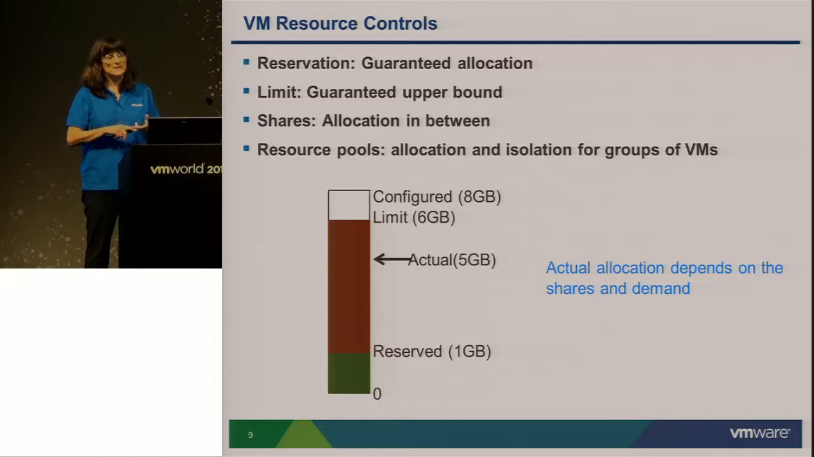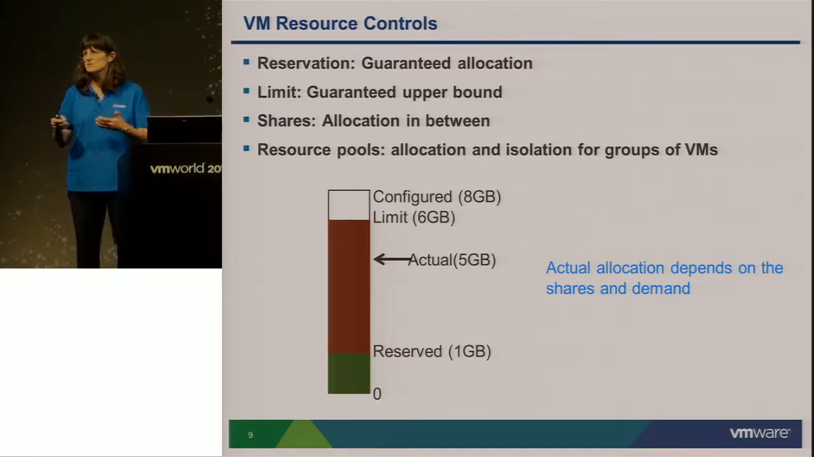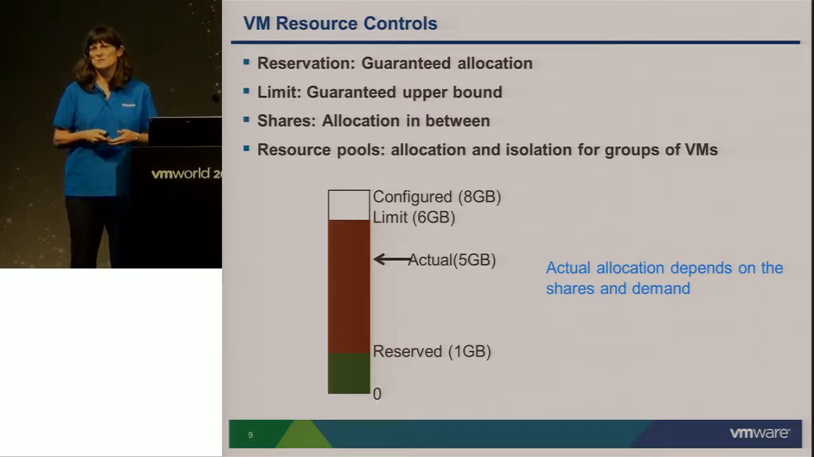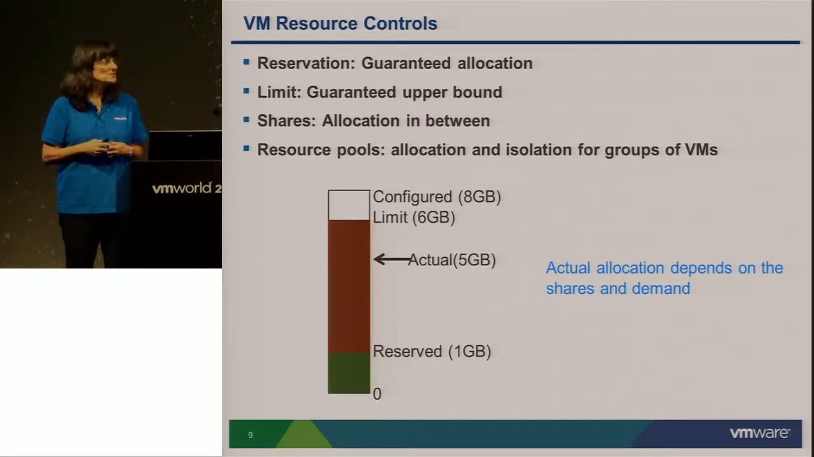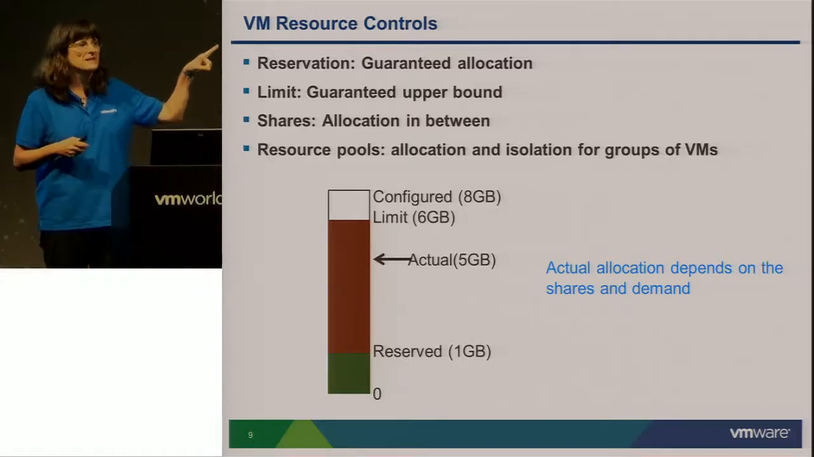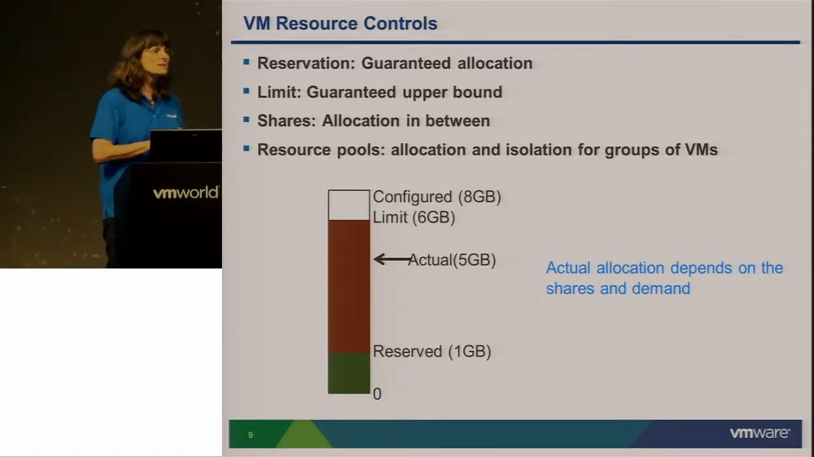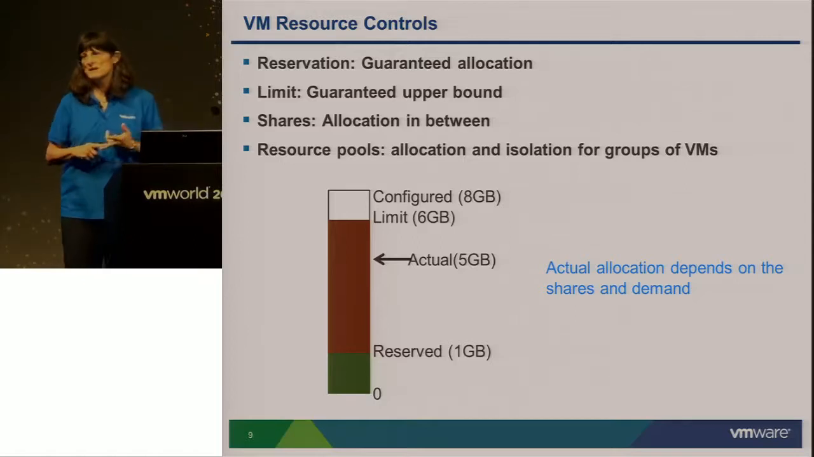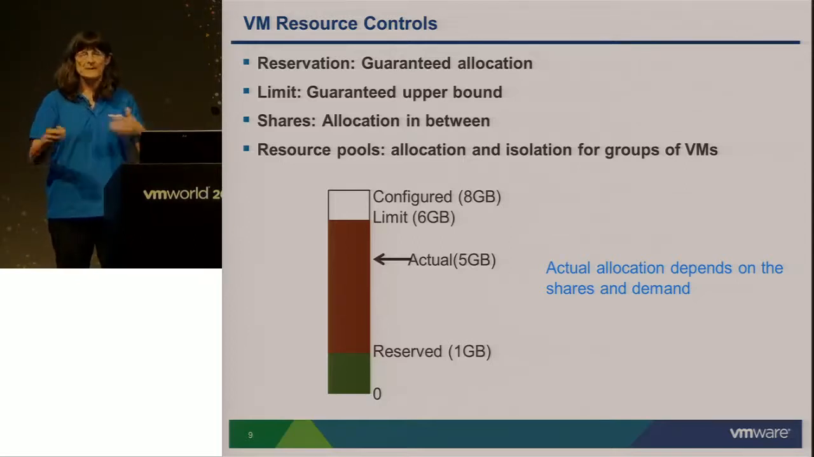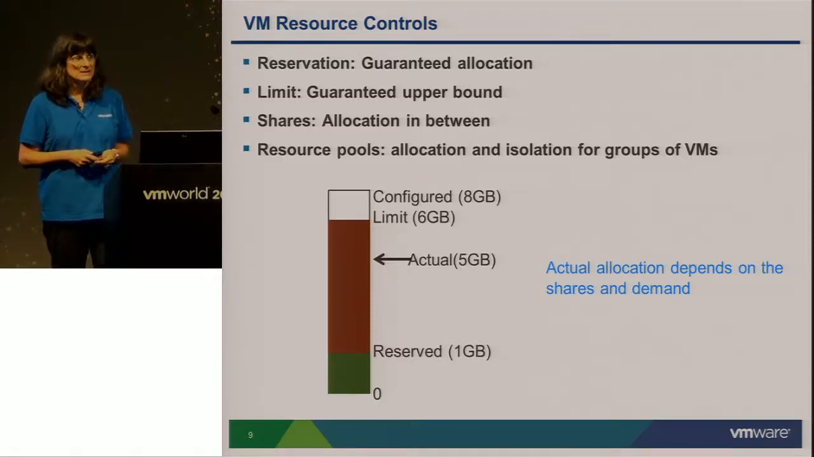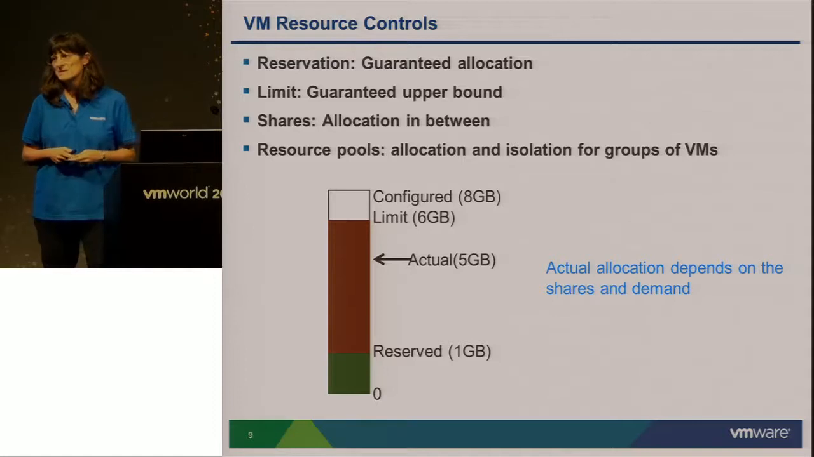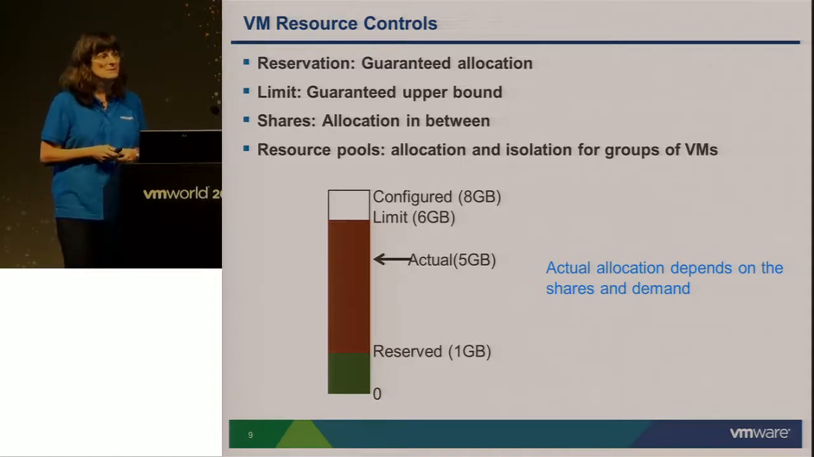In between reservation and limit, the VM gets its demands fully satisfied unless there's contention. And if there's contention, the shares are used to resolve that contention to figure out how much this particular VM deserves. So in this case, the VM got 5 gigabytes. That either means its demand was 5 gigabytes, or it means its demand was bigger than 5 gigabytes, but there was contention, and given the shares, this is how much the VM got. So as you can imagine, the trickiest part of all this is demand. Where does this demand metric come from?